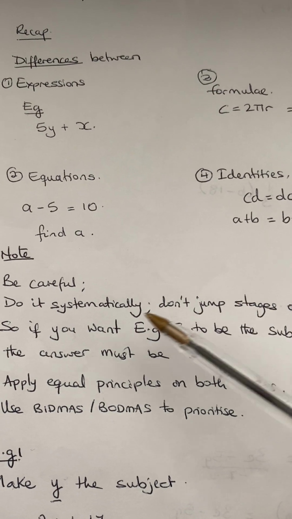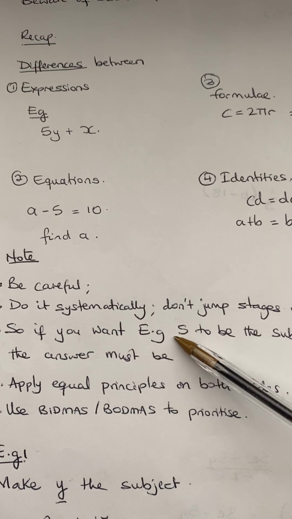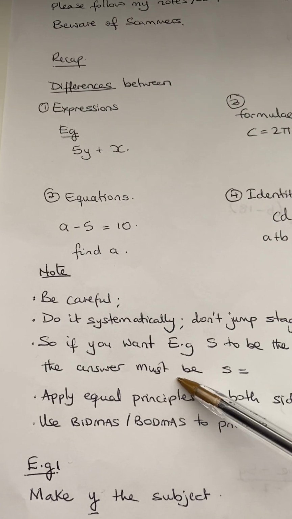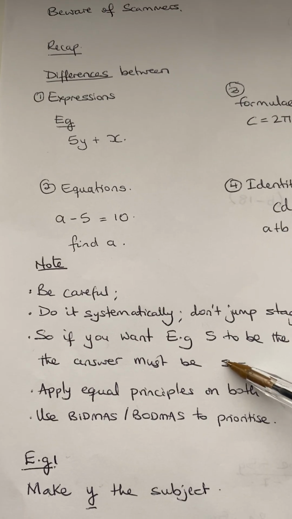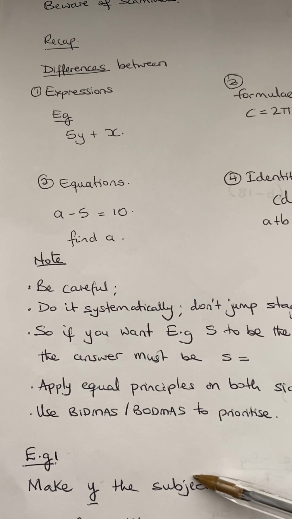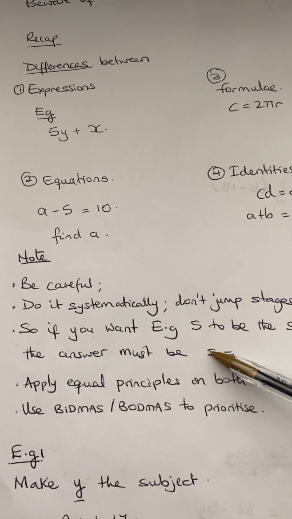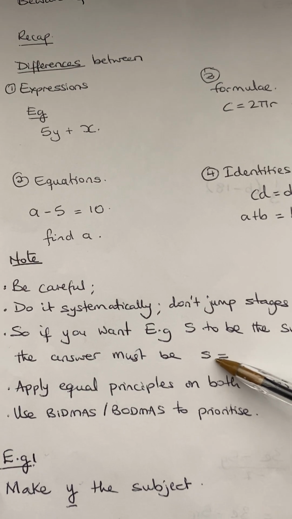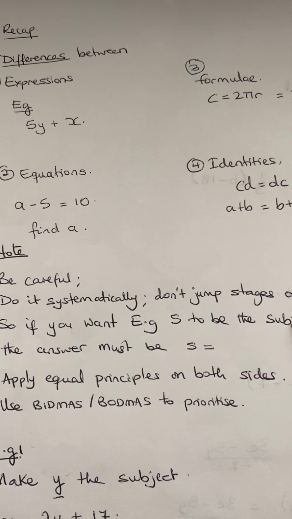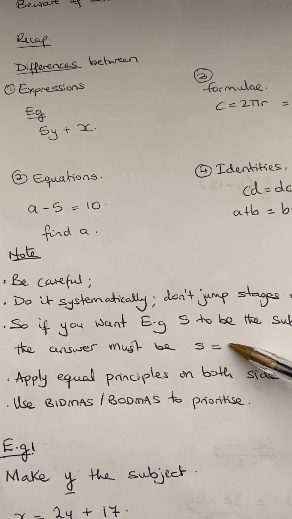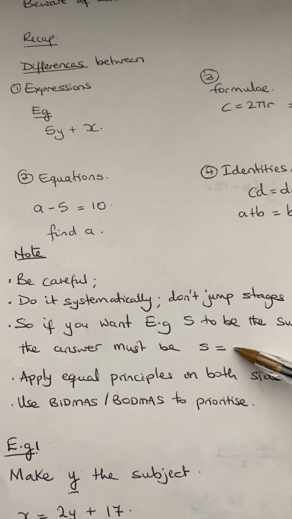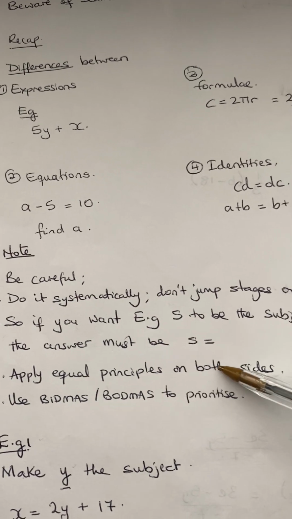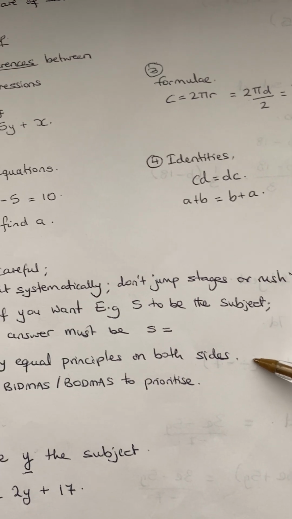So if you want, for example, X to be the subject, the answer must be X equals something. If for instance they say make S the subject, then the answer must be S equals something. So until you get to that point, you haven't finished. Apply equal principles on both sides.